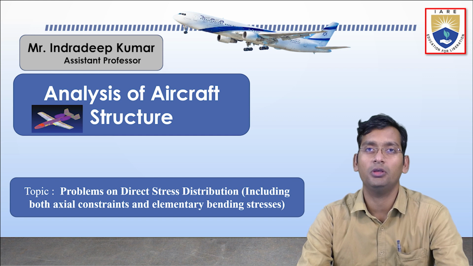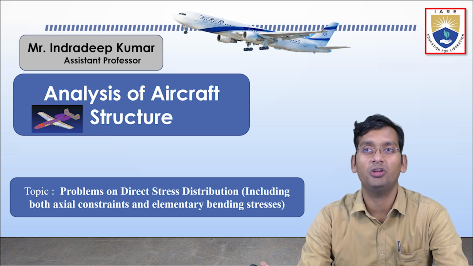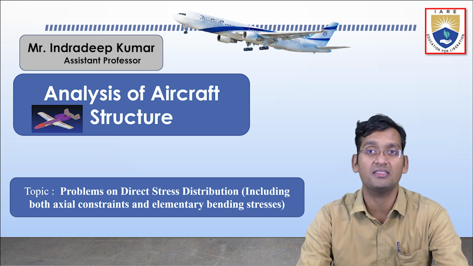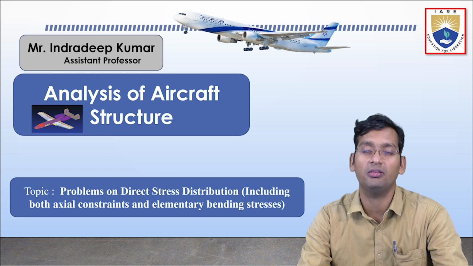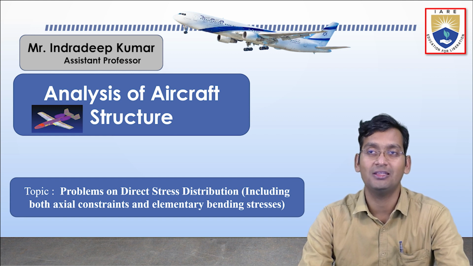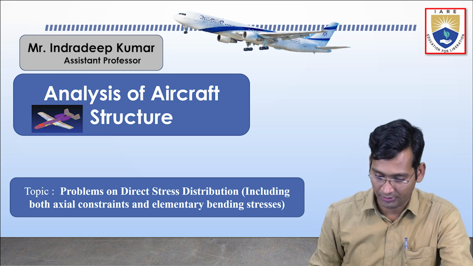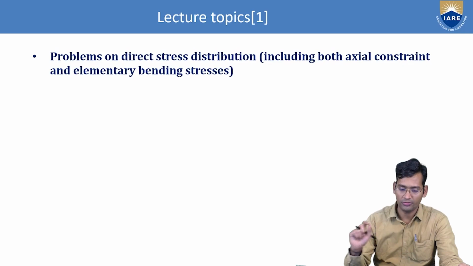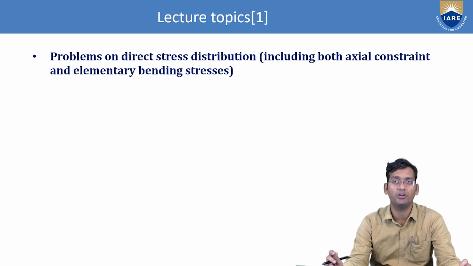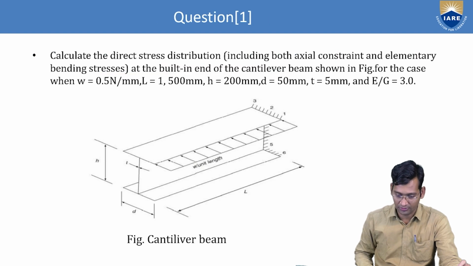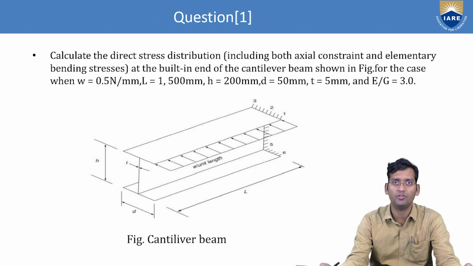Today we will start module 5. In this we will see the problems on direct stress distribution. Earlier we had seen these individually, but in this case, first including both axial constraint and elementary bending stresses. So the lecture topic is problems on direct stress distribution, including both axial constraint and elementary bending stresses. Just see here the question.